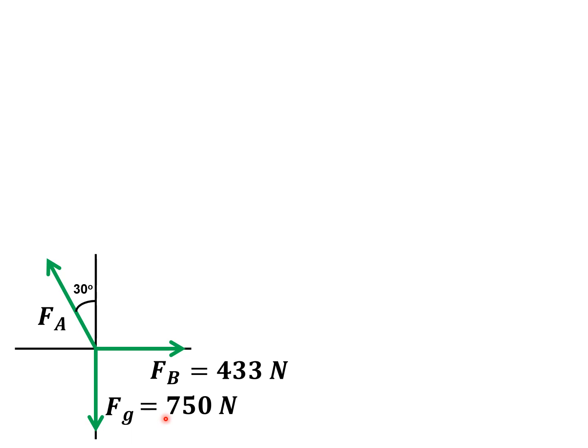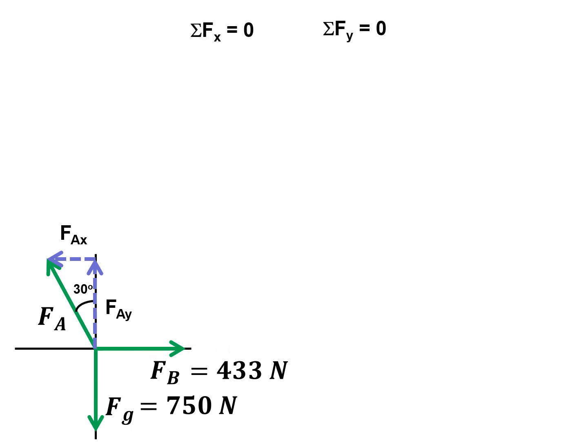Now in the problem, it actually says that the weight is 750 newtons. So ordinarily we would be given the mass and we'd have to multiply that mass by 9.8 to get the force of gravity. But in this example, we have the force of gravity because it says it weighs 750 newtons. It also tells us this force to the right, this force B, is 433 newtons. So we know these parts right here. Okay, so this vector right here, this force A, is going to have a vertical component and a horizontal component. The vertical component is going to balance the force of gravity, and then the horizontal component is going to balance that force in the B direction.